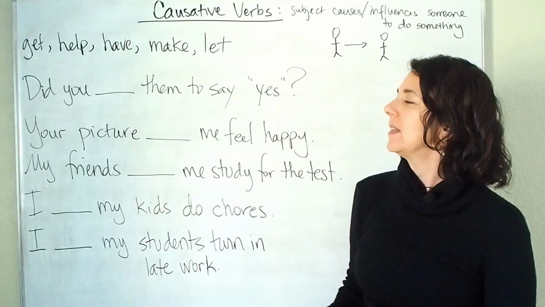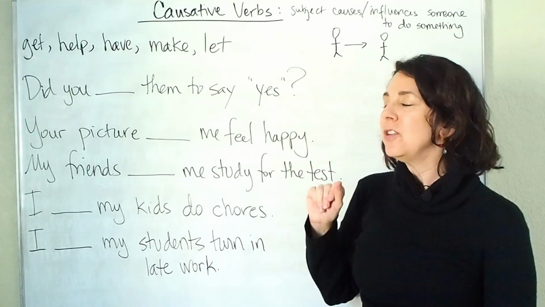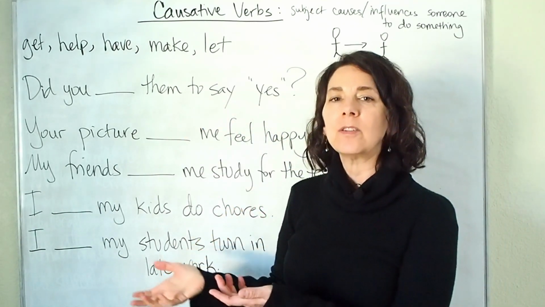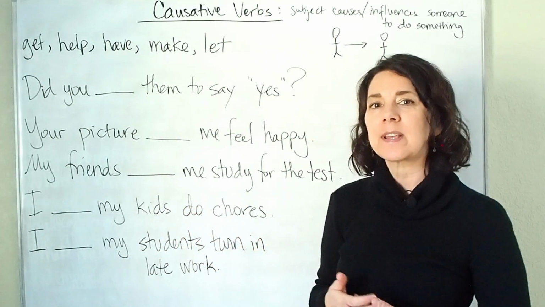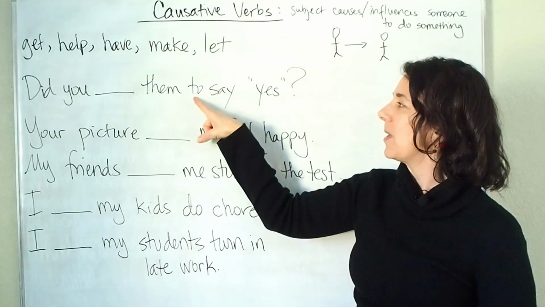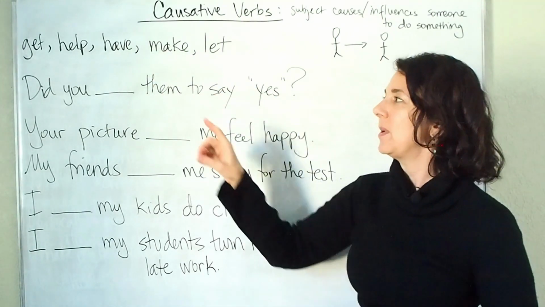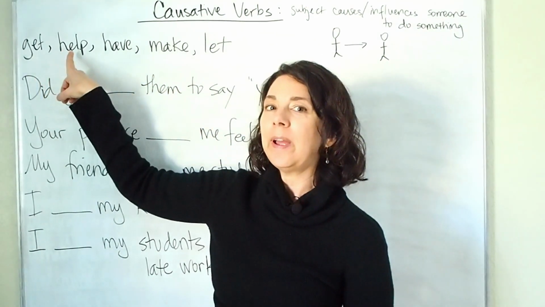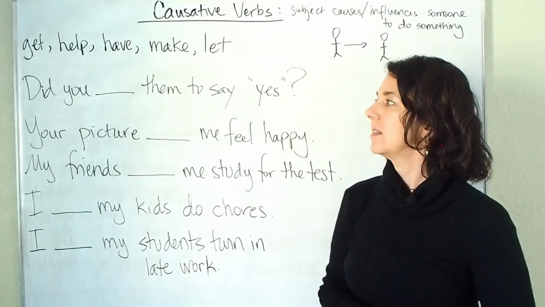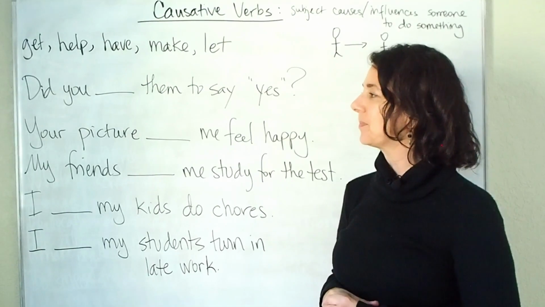How about the first one? Did you them to say yes? You can imagine the meaning means that we needed to persuade or cause someone to say yes. And there's a clue here about what the correct answer is. We have to, and which of these verbs can we use to? We can use to with get or help. So which one is the best one here? Get. Did you get them to say yes? Did you persuade them to say yes?